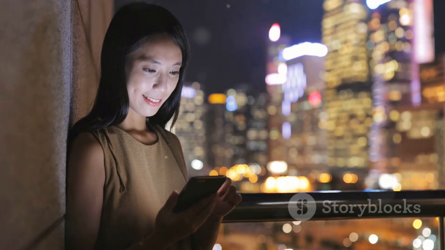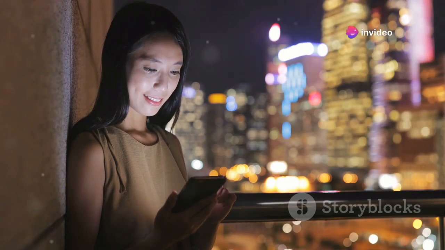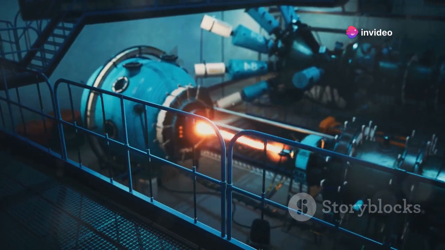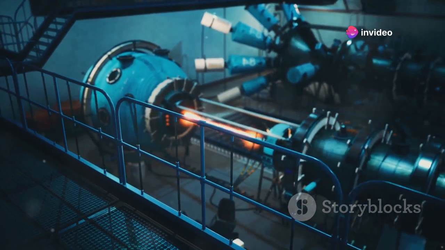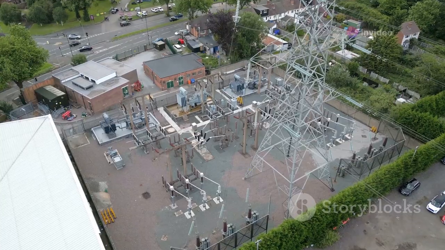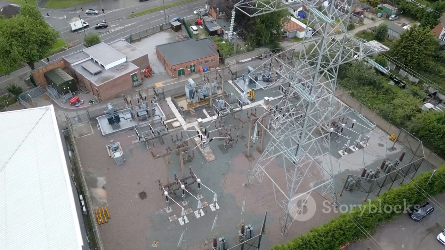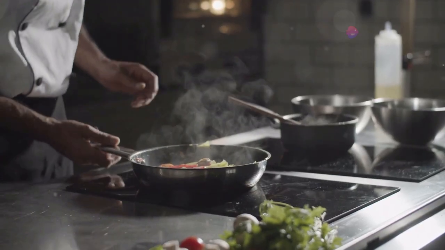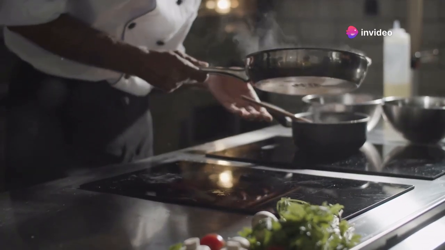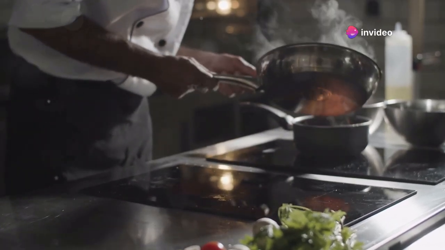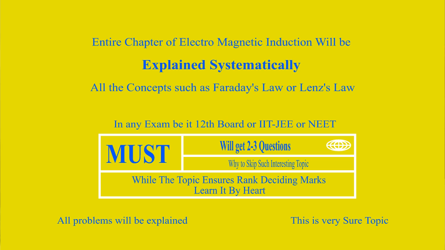So, how do these applications impact our daily lives? Well, generators are essential for producing the electricity that powers our homes and businesses. Transformers ensure that this electricity can be efficiently transmitted over long distances. And induction cooktops provide a faster, safer, and more energy-efficient way to cook. All these innovations, driven by the principles of electromagnetic induction, play a significant role in making our modern lives more convenient and efficient.